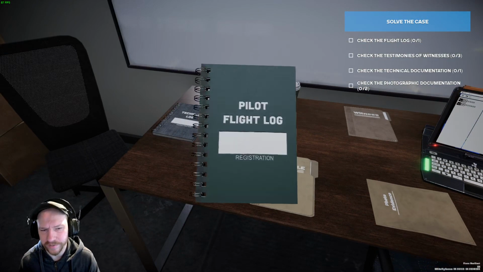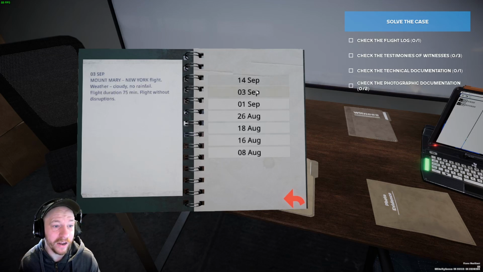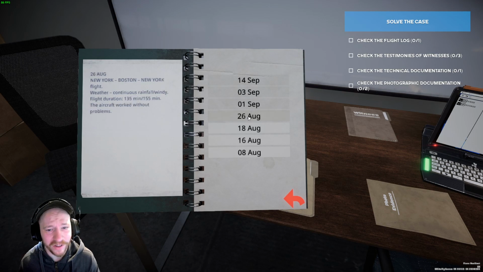Read the flight logs. We have 14th of September, Mount Mary flight, weather okay. Mount Mary to New York flight, weather cloudy, no rainfall, flight duration 75 minutes, flight without disruptions, 1st of September. New York to Mount Mary flight, weather sunny, flight duration 80 minutes, no disruptions. So basically, they flew this a lot.